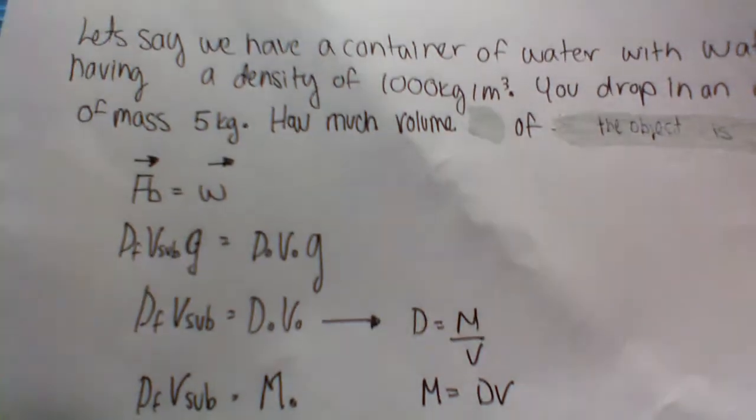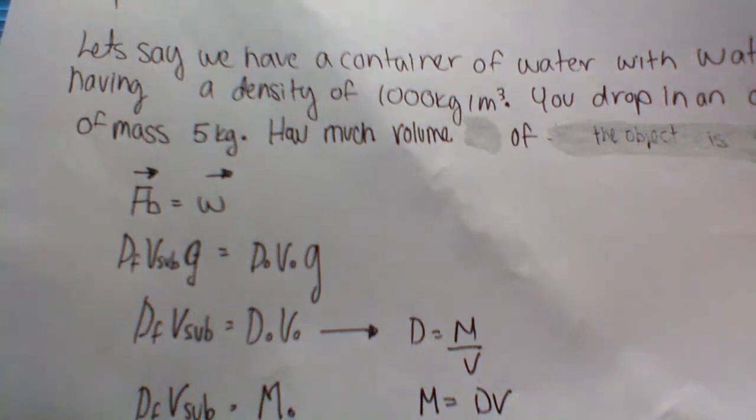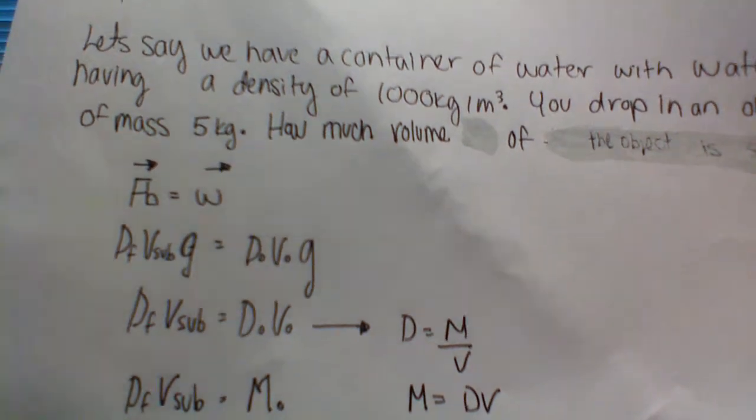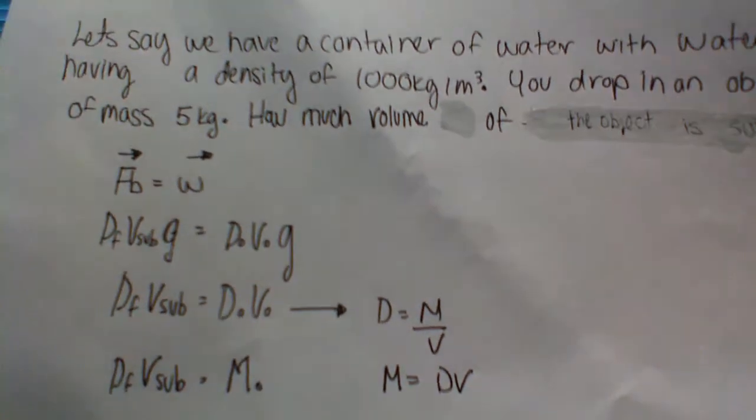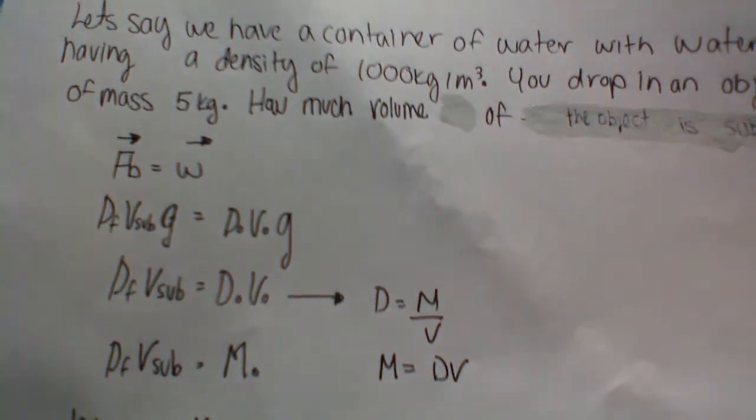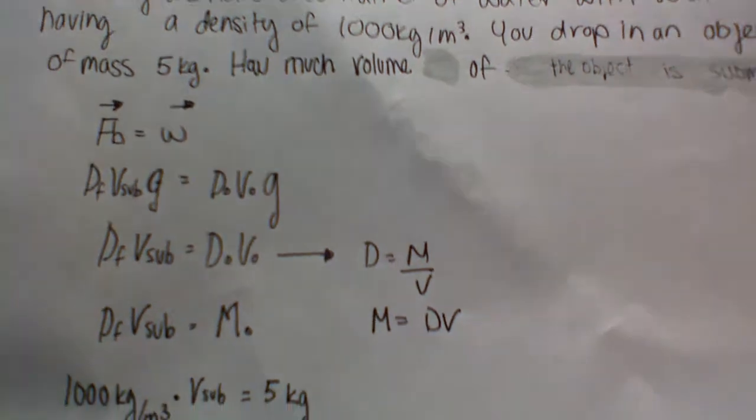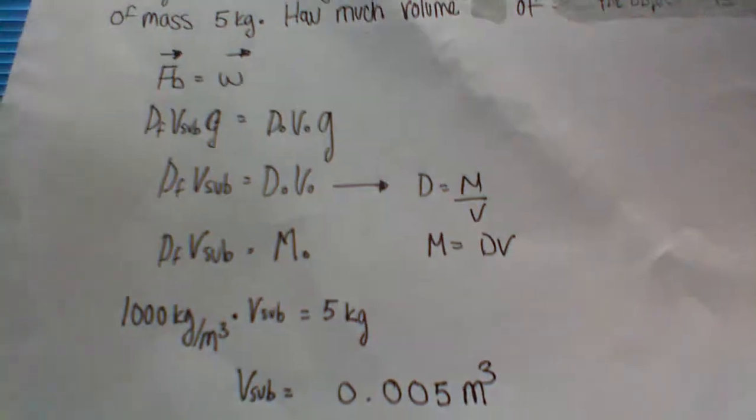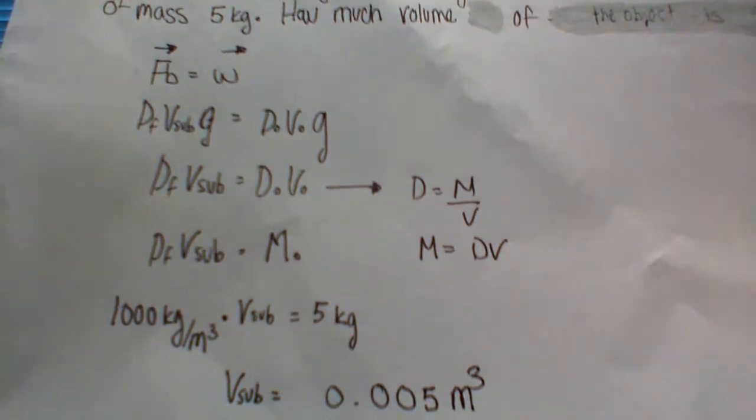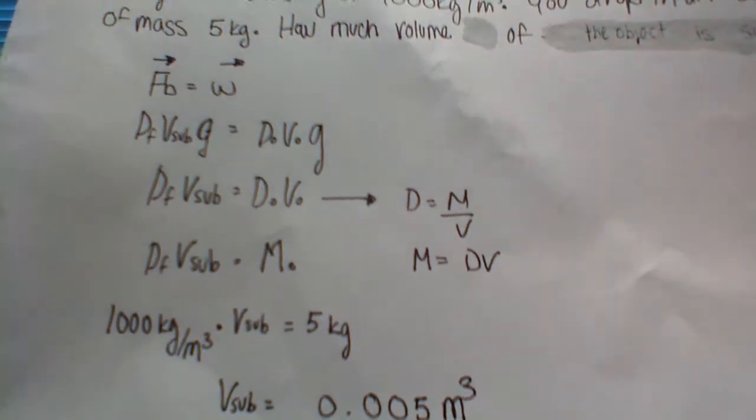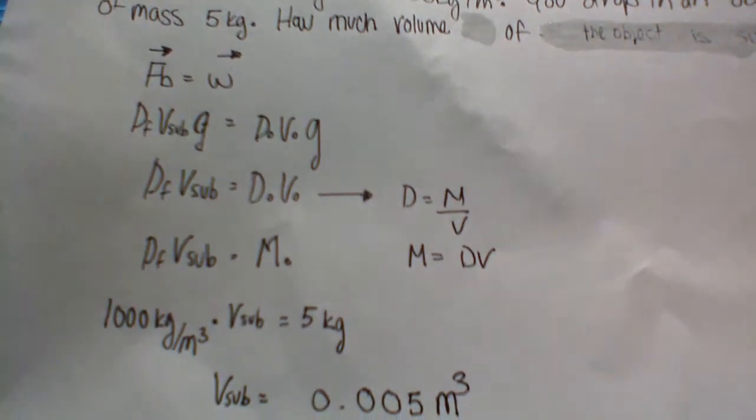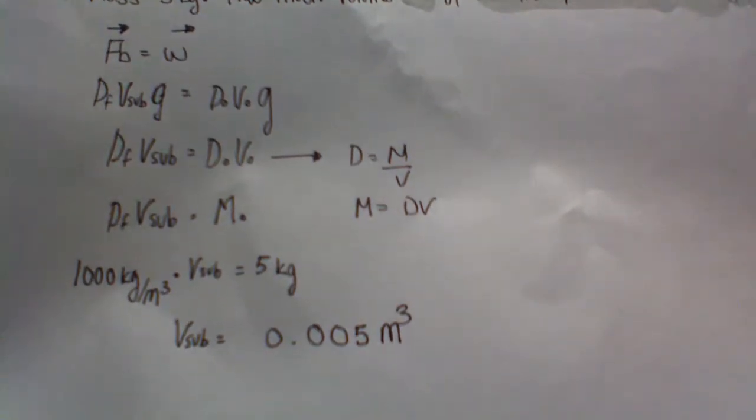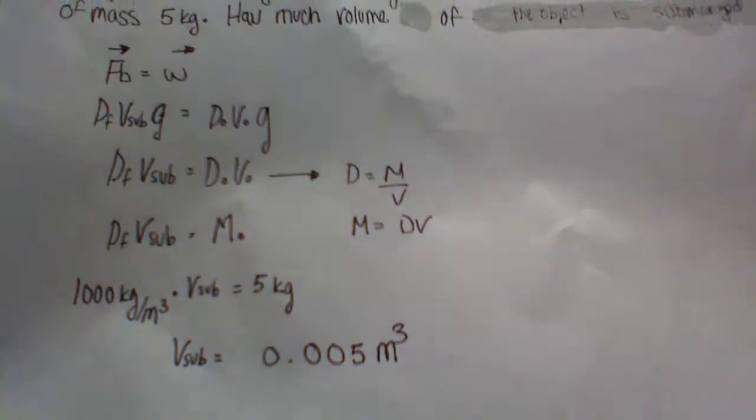We further simplify it down to the density of the fluid times volume submerged is equal to the density of the object times volume of the object. Since we know that the density is equal to the mass over volume, we can further manipulate the equation and equate it to the mass of the object. So since we know that the density of the fluid is 1,000 kilograms per meter cubed times volume submerged is equal to 5 kilograms, we find out that the volume submerged is equal to 0.005 meters cubed.